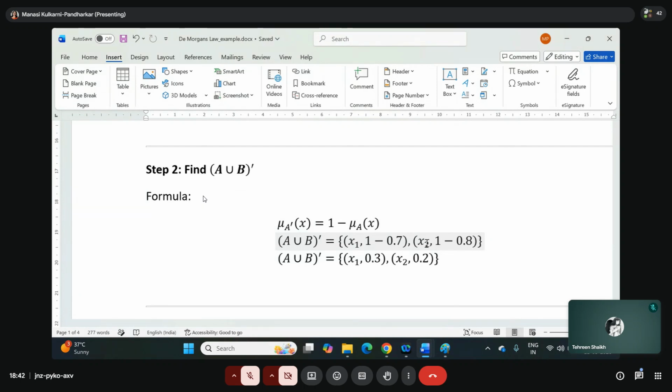So first मैंने A union B find out किया फॉर्मूला से, उसका मैंने complement लिया. So I got A union B का whole complement. The whole complement is 0.3 and 0.2. How many of you got this? Step by step we have to solve this.